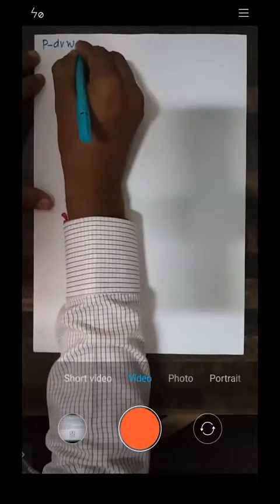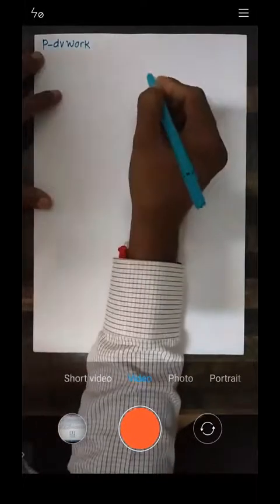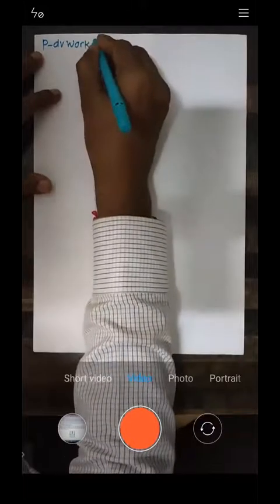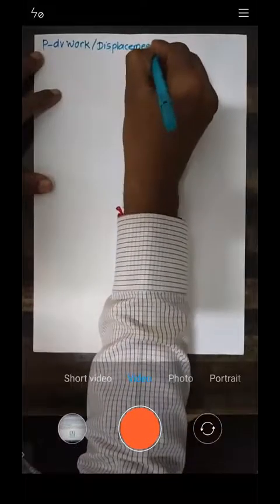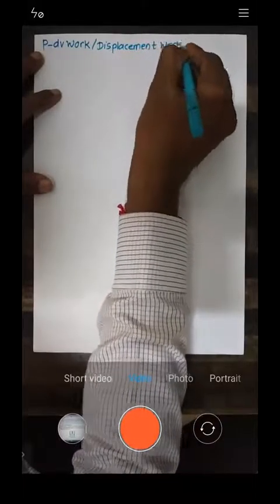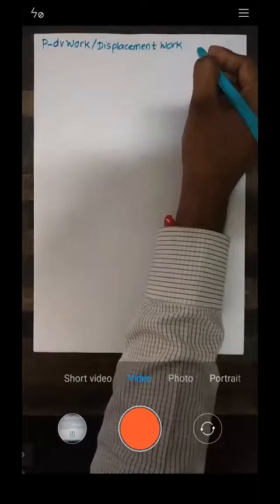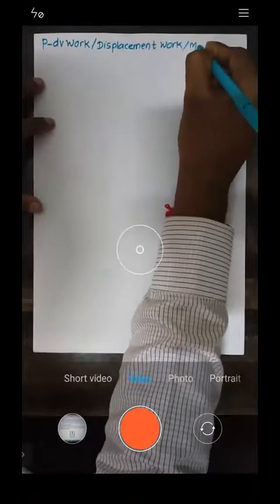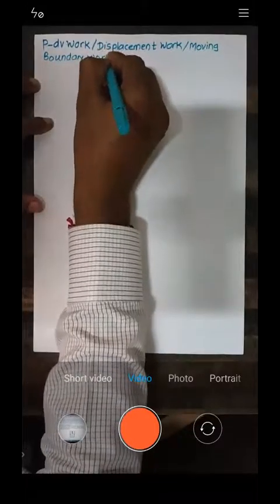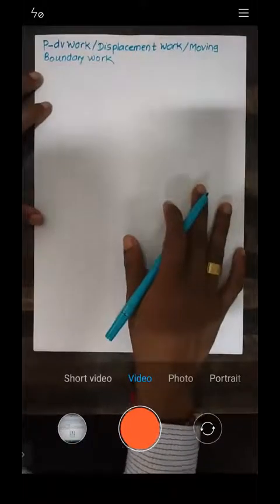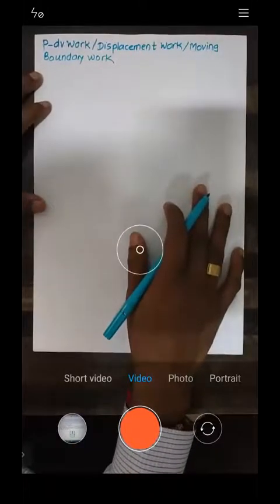In today's session, I will first brief you on what is PDV work. PDV work is also known as displacement work, or it is also known as moving boundary work. Try to understand, both have the same meaning. Either you call it PDV work, displacement work, or moving boundary work, it's one and the same.